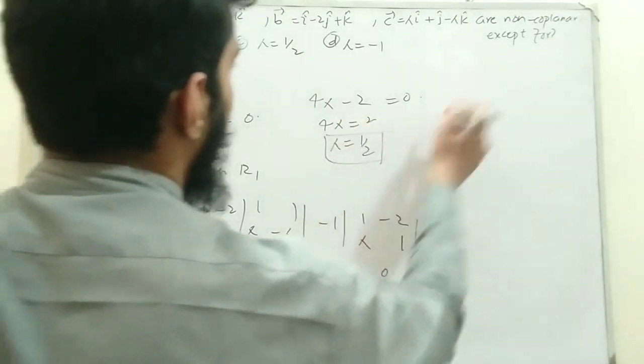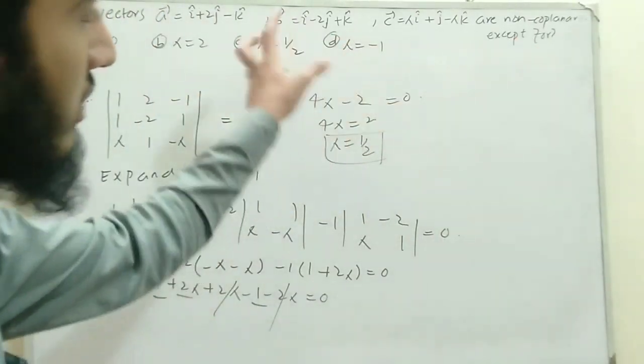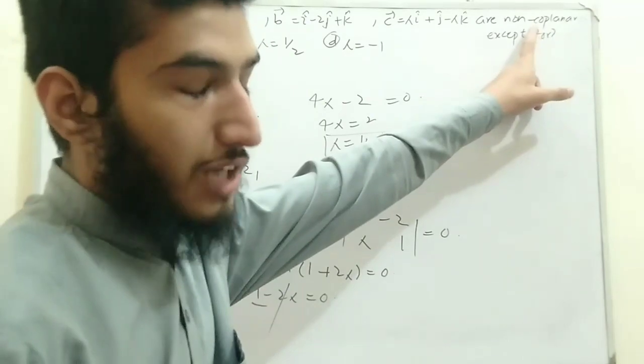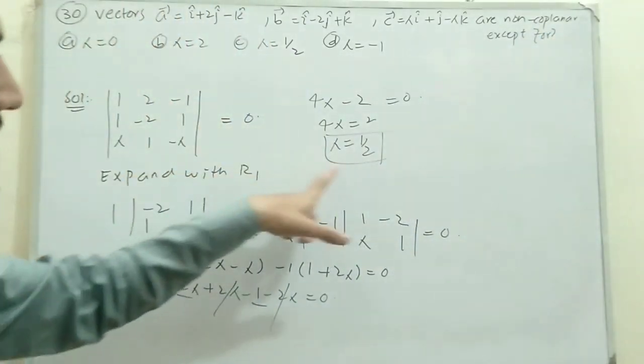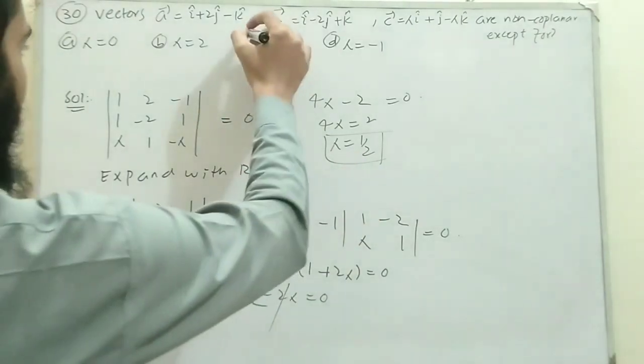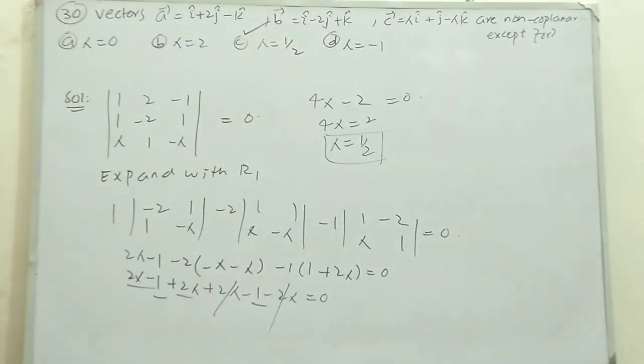So they tell in the given question that these three vectors are non-coplanar. So non-coplanar means that the vector must not be coplanar. So for the coplanar vector, lambda is equal to 1 over 2. So it means that for option number C, the vector will be non-coplanar, lambda is equal to 1 over 2.